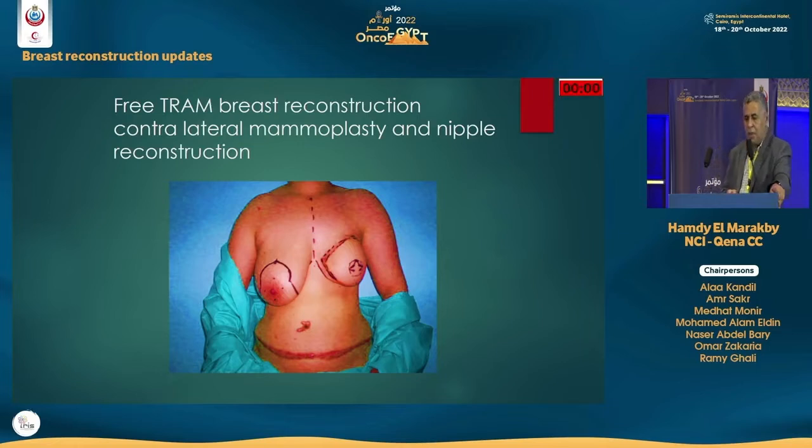I brought this picture just to show you how evolved and developed our techniques are nowadays. This patient had breast reconstruction using a free TRAM flap, and she came demanding nipple and areola reconstruction, such as a V-shaped flap, and then a reduction mammoplasty was done on the contralateral side.